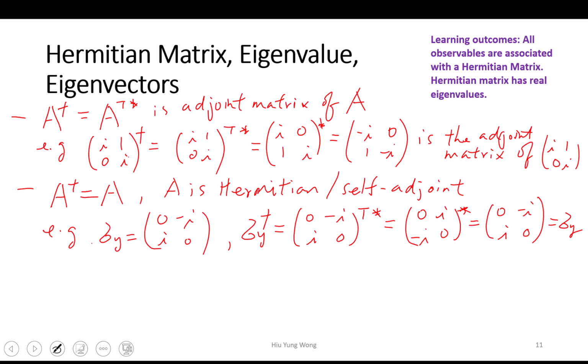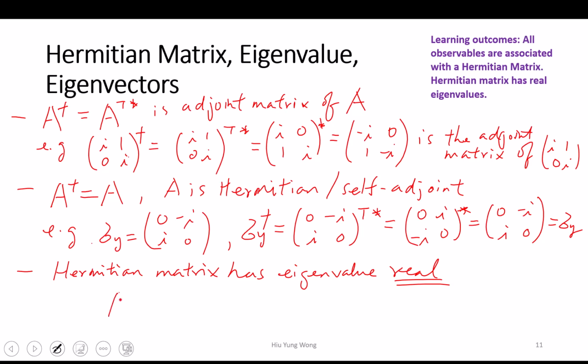Then what's so special about the Hermitian matrix? The Hermitian matrix has real eigenvalues. Okay, I'm not going to prove it. You can read my book, otherwise just take it for granted. Their eigenvalues are real.